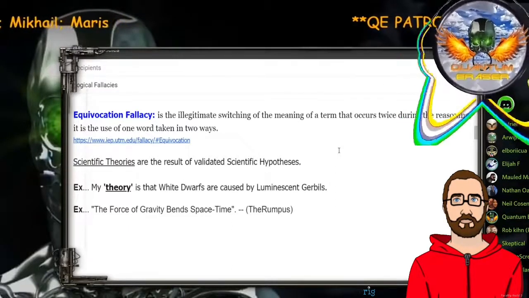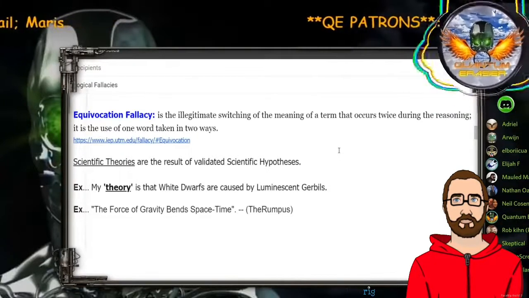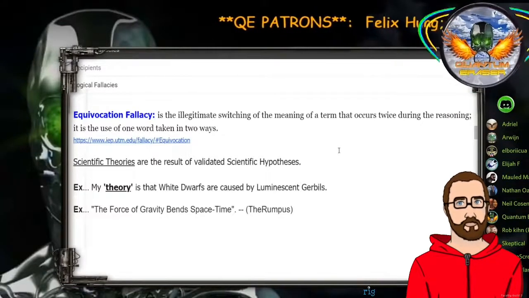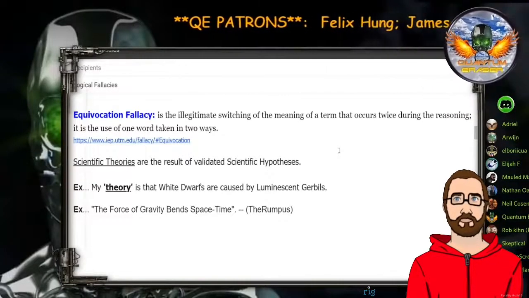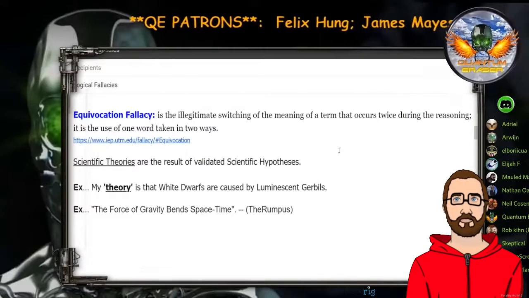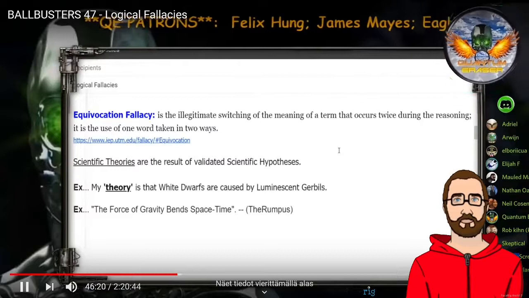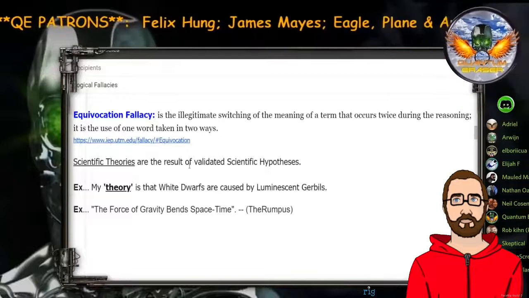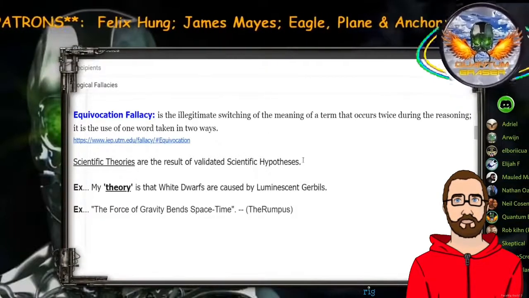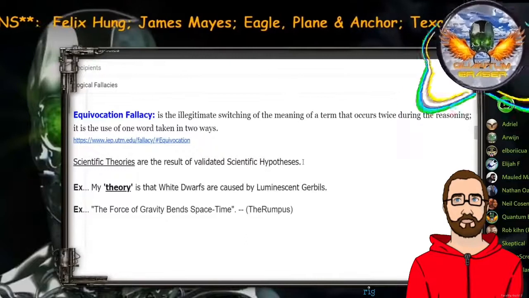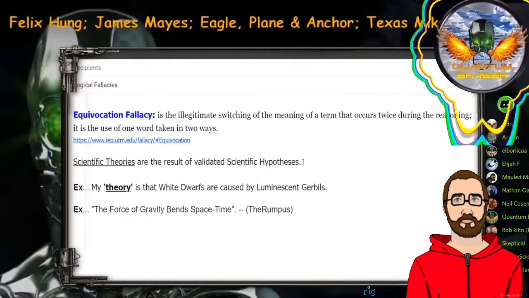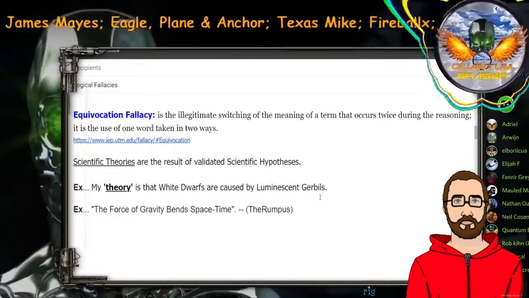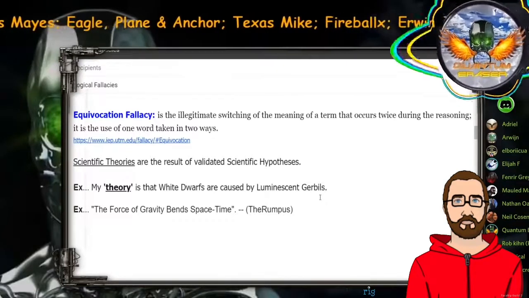What is the prime word that you can equivocate till the cows come home with? Theory. You got it. Go ahead. Theory. Theory or one other one? Gravity. Why? Because they're two different versions. So, the statement leading out: scientific theories are the result of validated scientific hypotheses. However, in colloquial terms, theories are just abject speculations. Like, my theory is that white dwarfs are caused by luminescent gerbils. Well, that's not a scientific theory.